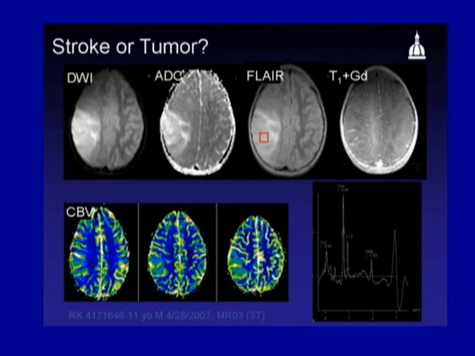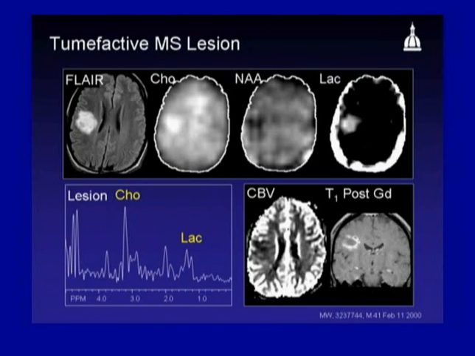So this would be consistent with a tumor, and we also did spectroscopy in this case, and there was a high choline signal also consistent with a tumor. And also in the spectroscopy there was no lactate, which if it was a stroke we might expect to see some lactate.